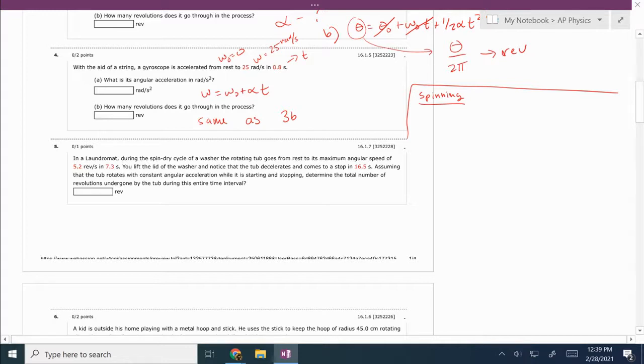We don't have to find the final velocity, it's given, except that you're going to have to turn it into radians per second. So step 1 would be to find alpha. My suggestion would be similar to number 4.